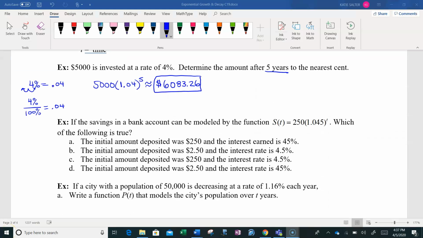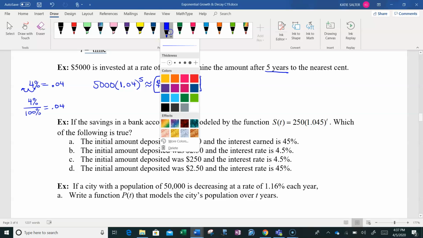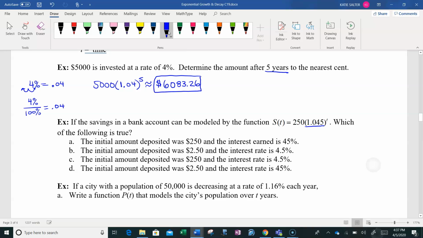All right, let's look at the next example. If the savings in a bank account can be modeled by the following function, which of the following is true? Well, first of all, I hope you notice by looking at this function, look at your multiplier here. It is 1.045. So this is definitely growing, not decaying. The initial value is always the part that is not being raised to the exponent. So this is our initial value right here. So when it says the initial amount deposited was $250, that is true. B is incorrect because it says $2.50, and D is incorrect. They have those answer choices on there to trick you because of the moving of the decimal for the rate part.